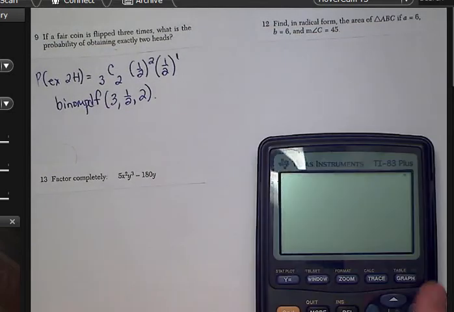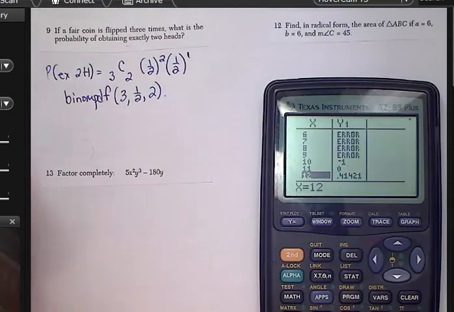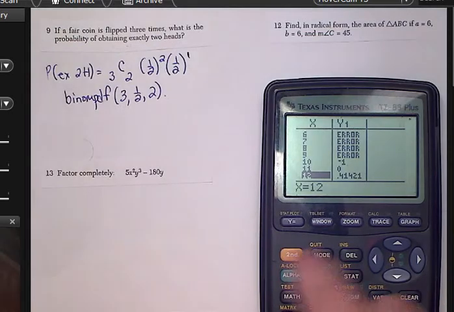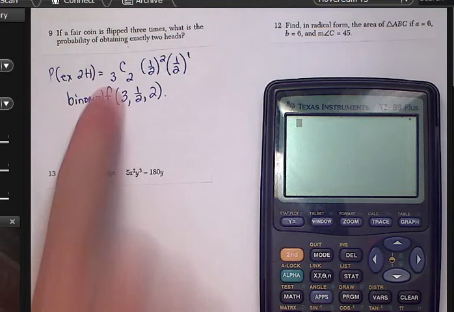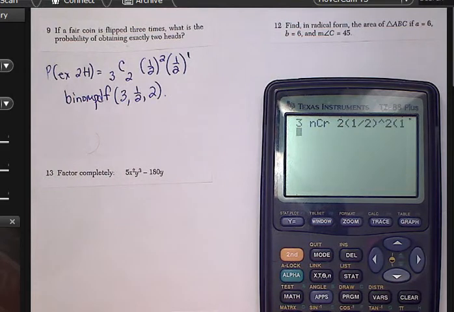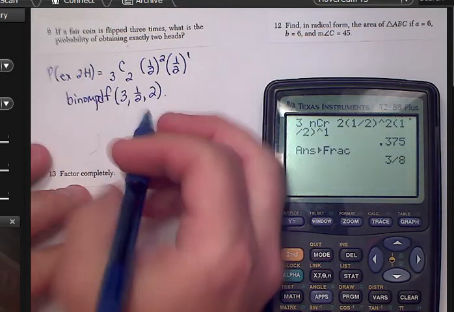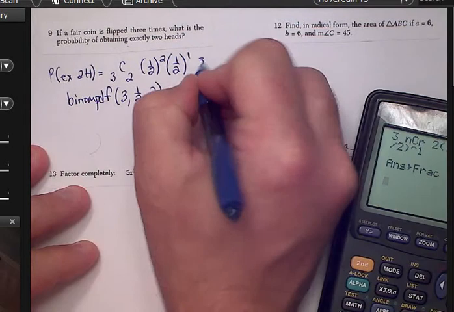If we show this on the calculator, to do this nCr formula on the calculator, we want to put in first the 3, then we want to go math over the probability nCr. All right, then we're going to put in the 2. The probability of success is 1/2, and we want 2 of those. Probability of failure is 1/2, and we want 1 of those. Hit enter, and there's your answer. Math, fraction, and we wind up getting 3/8. That's the final answer.